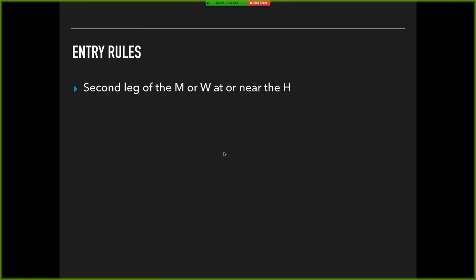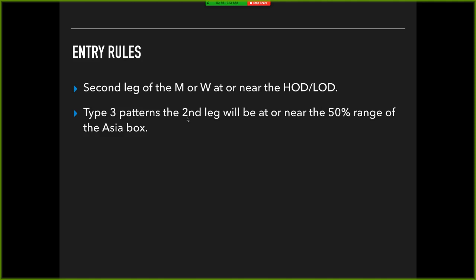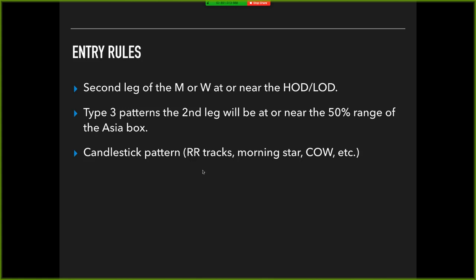Okay, so our entry rules are going to be the same as before. Obviously, you're looking for the second leg of the M&W near or at the high of the day or the low of the day. For type 3 patterns, it's not going to be near the high or low, right? It's because it's at the 50% range of the Asia box. So type 3 patterns, the second leg will be at or near the 50% range. You're looking for candlestick patterns as your entry triggers: either railroad tracks, star patterns, morning star, evening star, cord of wood, which is like 2 sets of railroad tracks side by side, stuff like that, or a shift candle.